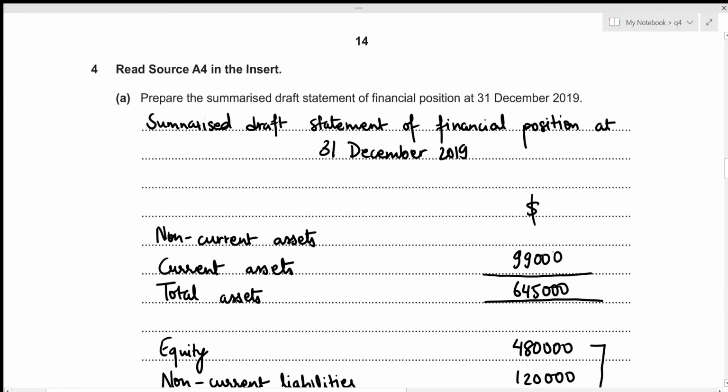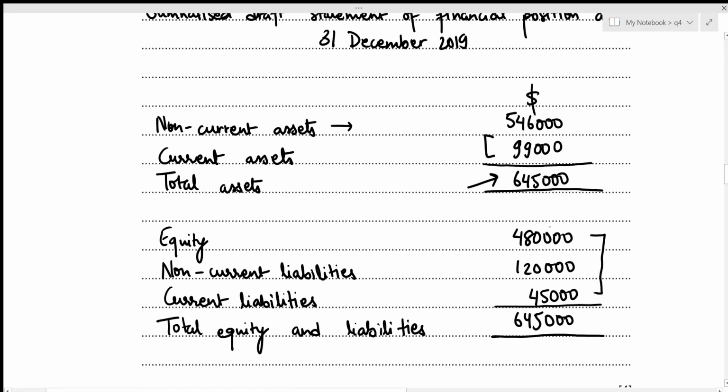And then this non-current assets value, we have not figured it out yet. So this will act as our balancing figure. And whenever we're trying to figure out the balancing figure, we just have to subtract other amounts from the total. So in this case, that's going to be 645,000 minus 99,000, which results in the value of 546,000. And this concludes our summarized draft statement of financial position, as well as the first part of this question. Now we can move towards the second one.